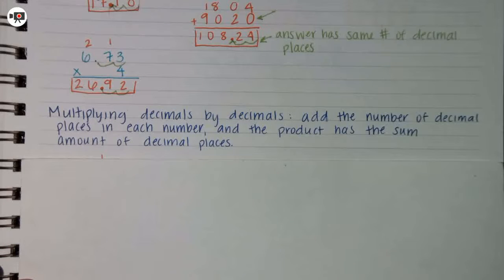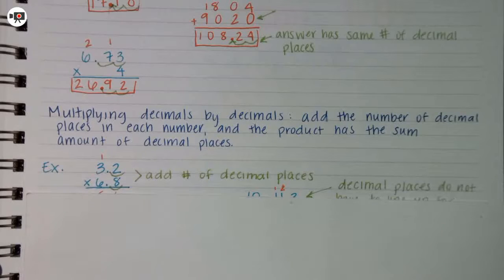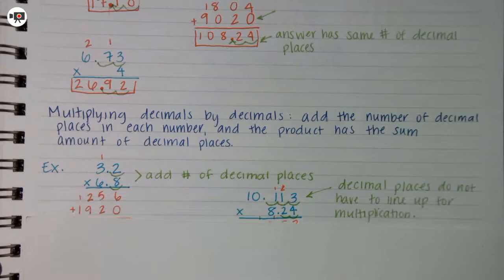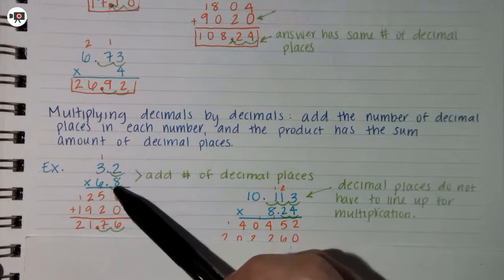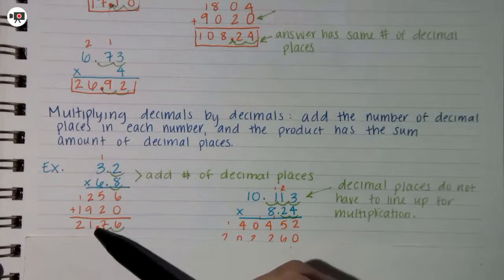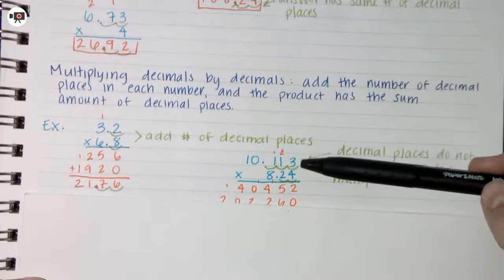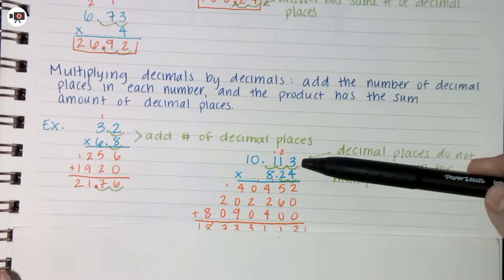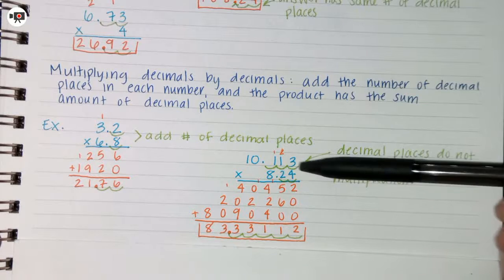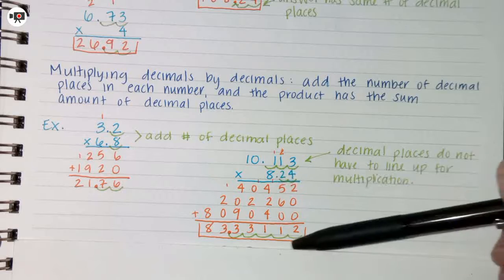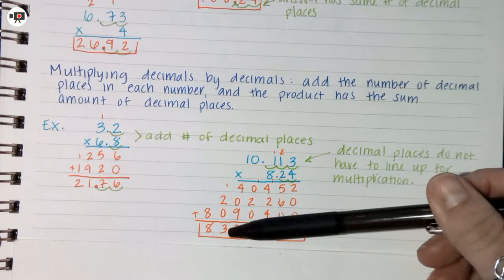To multiply decimals by decimals, we are going to add the number of decimal places together for each, and the product has the sum of the decimal places. So the product has the total number of decimal places from the problem. So 3.2 times 6.8, multiply like normal, and then in our answer, we got 1 from here and 1 from here, so the answer has 2. For 10.113 times 8.24, multiply like normal, and then we have 1, 2, 3, 4, 5, so we go 1, 2, 3, 4, 5.